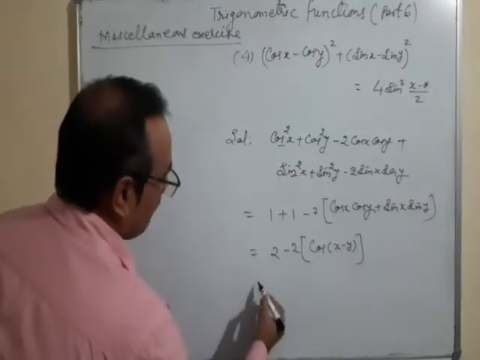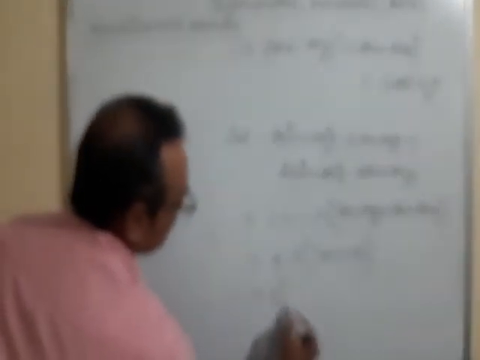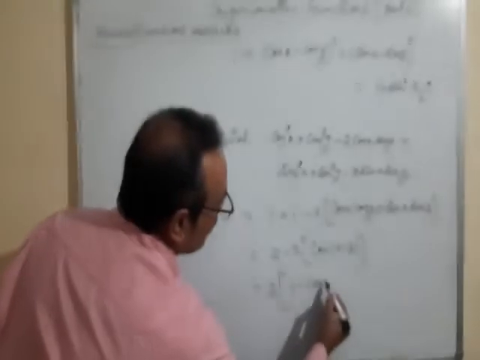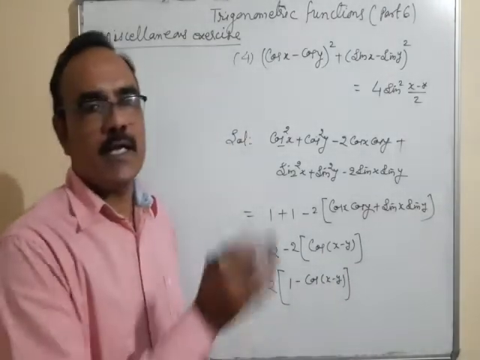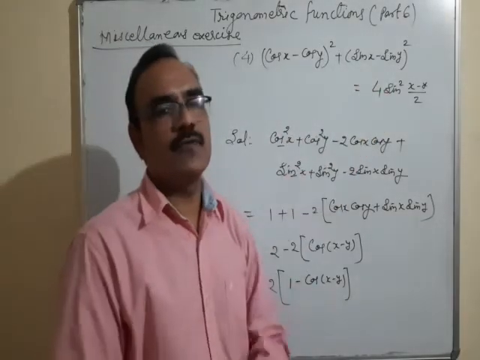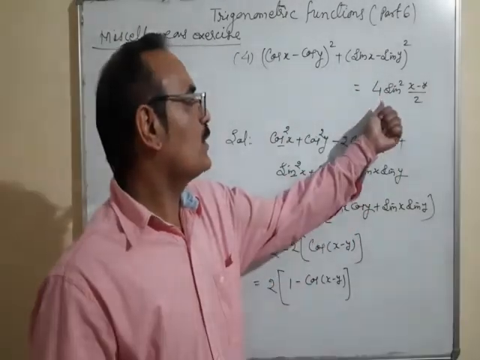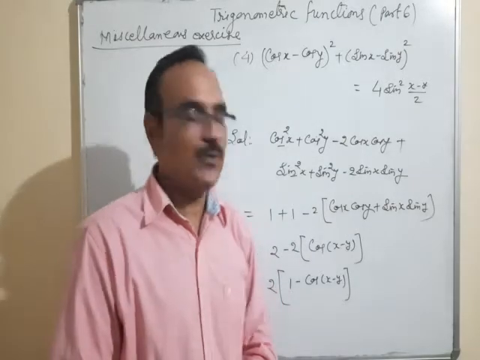Okay. I'll take 2 common: 1 minus cos(x minus y). After this step, you will see the right hand side term. What is the right hand side term which we want to create here? Here we want to create 4 sin square (x minus y) by 2.